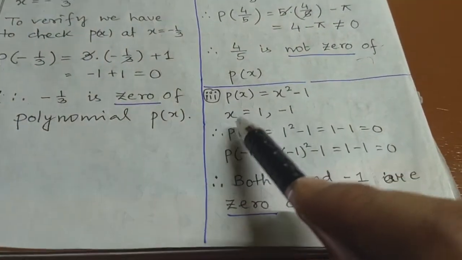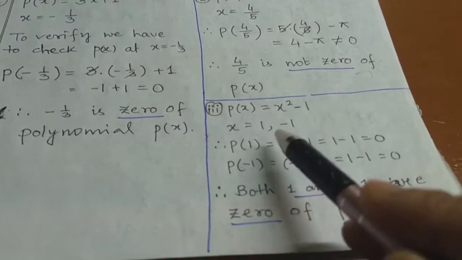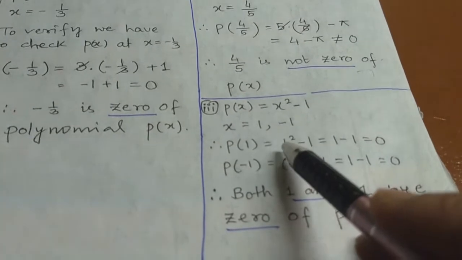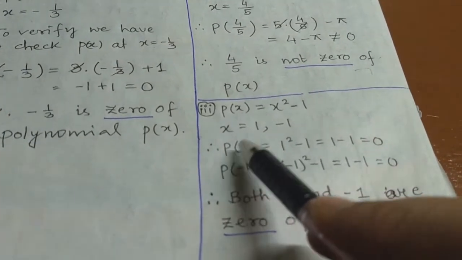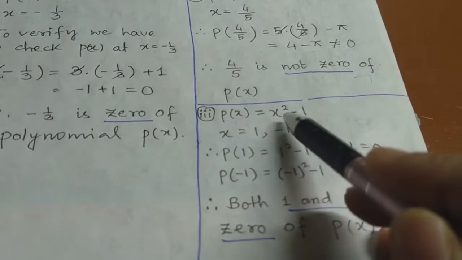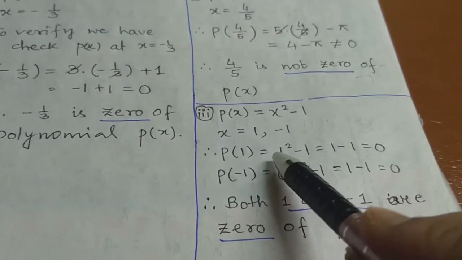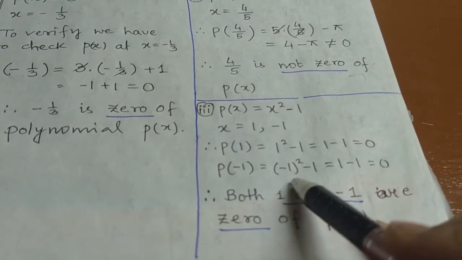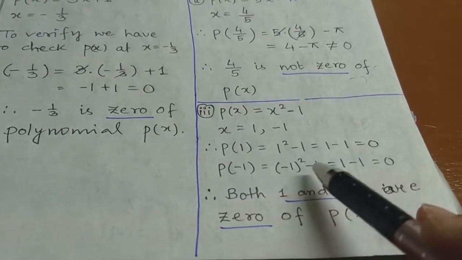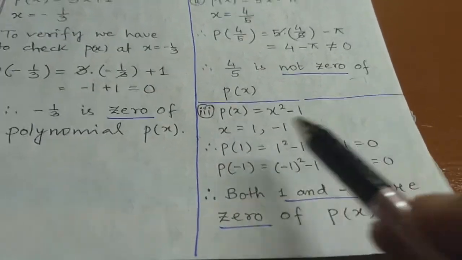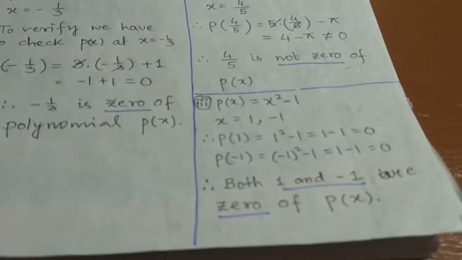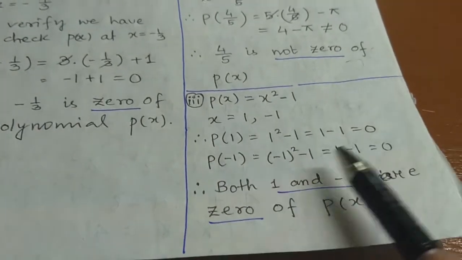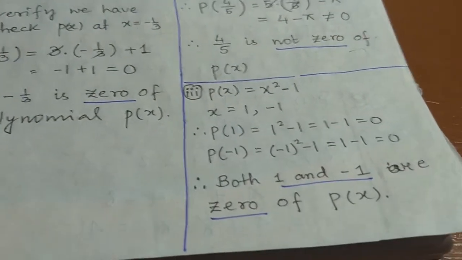Next, p(x) equal to x square minus 1. So x equal to 1 comma minus 1. So both values we have to check, okay? So p(1) I am checking, I am putting 1 square minus 1. Instead of x I am putting 1. So 1 minus 1 is 0. p(minus 1): minus 1 square is 1, minus 1 is 0. So in both cases we got 0. Therefore both 1 and minus 1 are zeros of this p(x).